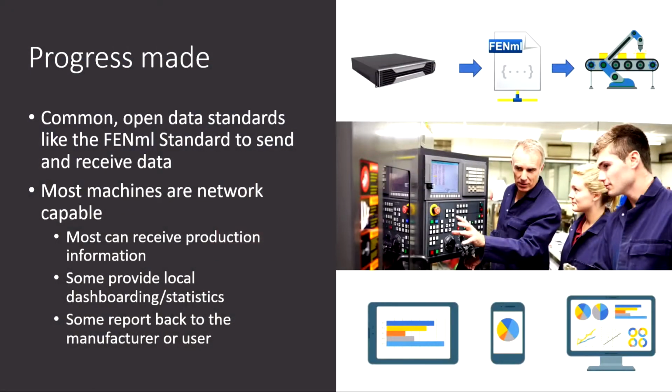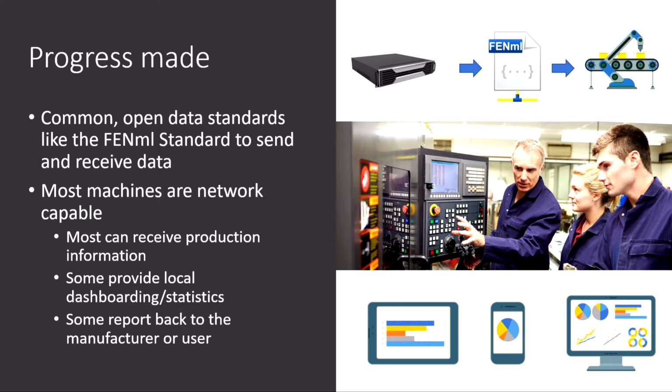So looking at the progress we've made towards the digital factory, well, we have coming up common open data standards like FNML and others that people in the room are working on to send and receive data between machines. Pretty much any machine you buy today is networked. So most of these machines can receive production information. I know from my experience, we have a bunch of interfaces that you go in and configure and generate files or other communication protocols to control the machine.